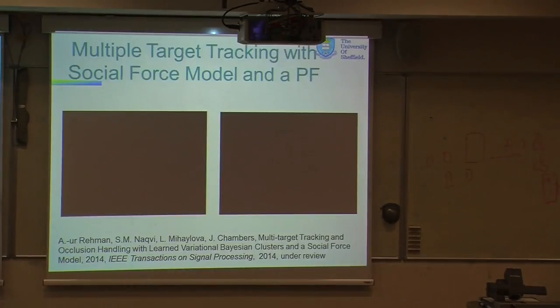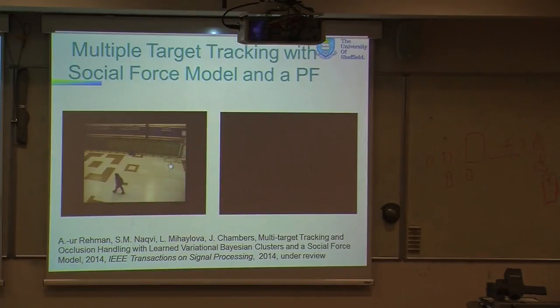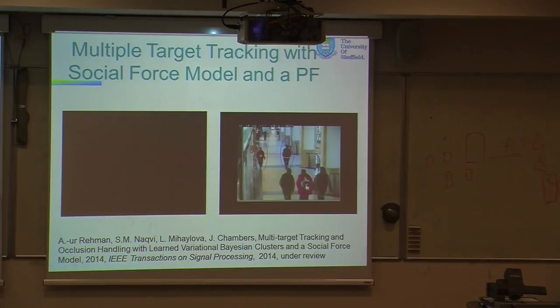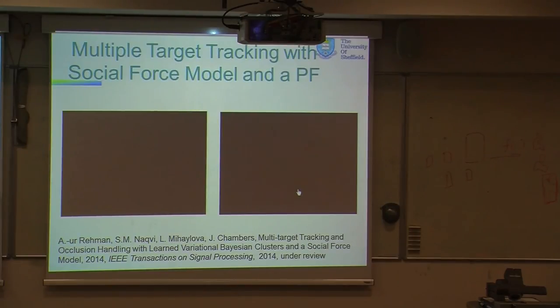I will show you some results. These are on public PETS data sets, where at some points the objects occlude. This one is detected as two and is tracked as two objects. In the other video, we have a place where there is occlusion, and nevertheless the social force model is quite useful to deal with such occlusions.